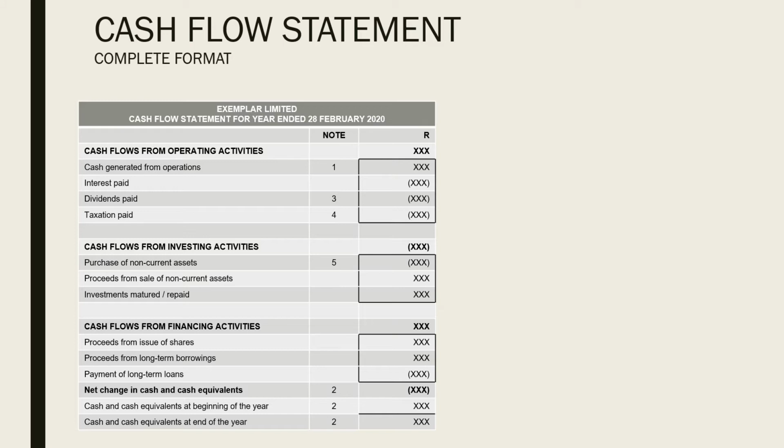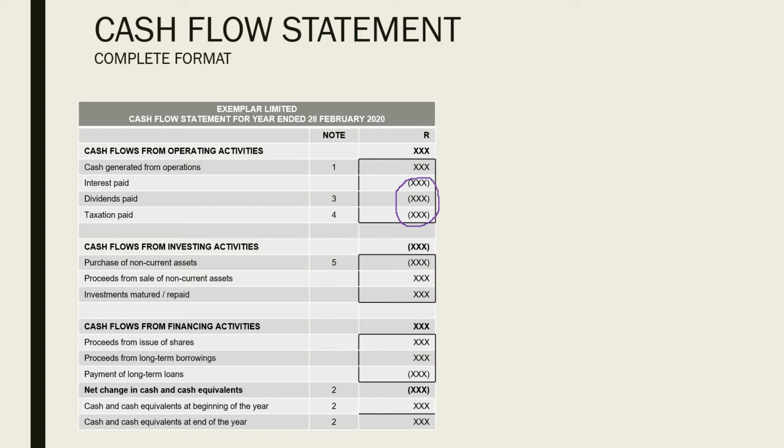Okay, so this is the complete format of the cash flow statement. We will have the cash flows from operating activities, which is made up from the cash generated from operations, note 1. We will have interest paid, dividends paid with note 3, taxation paid in note 4. You will see all of these amounts are bracketed, because they will constitute an outflow of cash. We are making payments. When we pay interest, when we pay dividends, when we pay taxes, there will be an outflow of cash because money will be flowing out of the business.